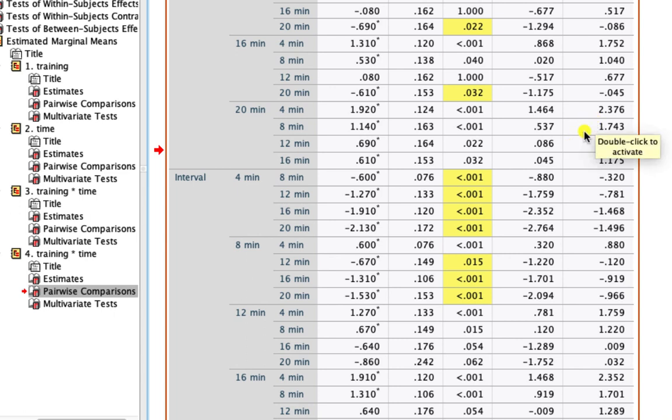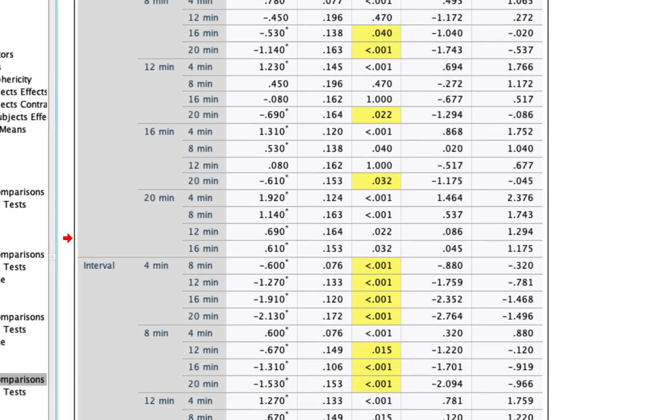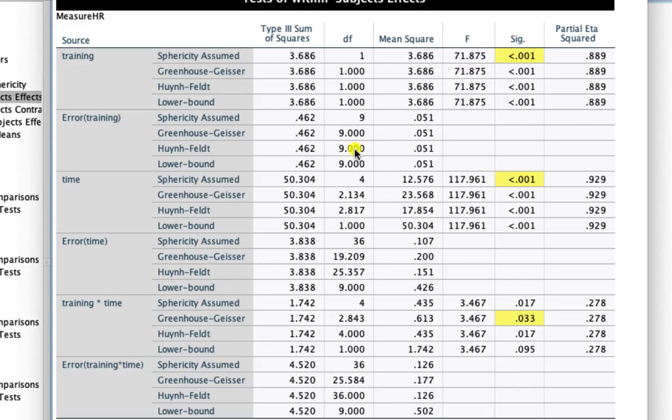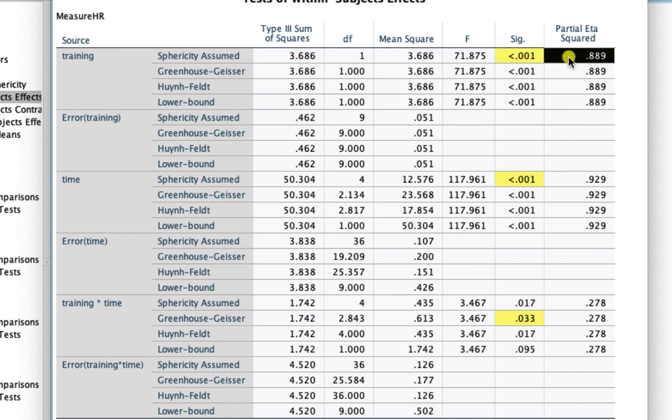The next thing you are requested to report is the effect sizes. So we can go back up to our test of within subjects effects table, and we can draw our attention to training and time. These are the two independent variable main effects, and we want the partial eta squared that is associated with the assumption that we met. So we met sphericity for both of these, which means that we can use the effect size for both of these sphericity assumed rows.